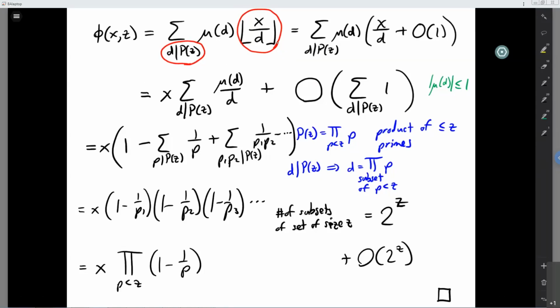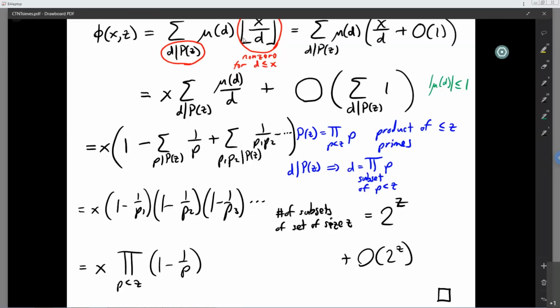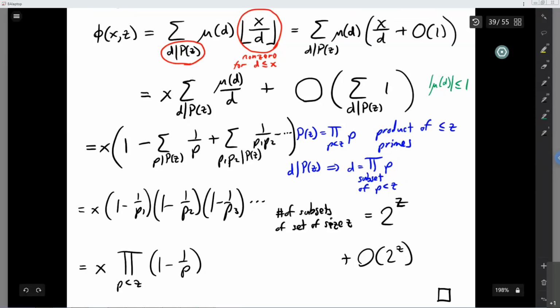We know we've got this floor function here. Technically speaking, that floor function is only non-zero for d less than or equal to x. So that tells us that this error term really shouldn't be bigger than x, because we shouldn't be summing over any more than x divisors d, because those are the only candidates that could make a non-zero term of this floor function sum. And so if we include this extra condition, d less than or equal to x, we might be able to improve the error term a little bit.